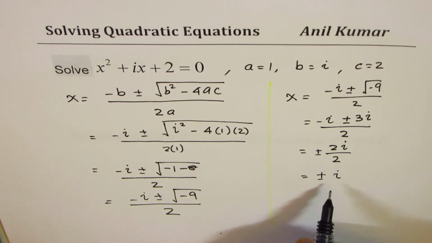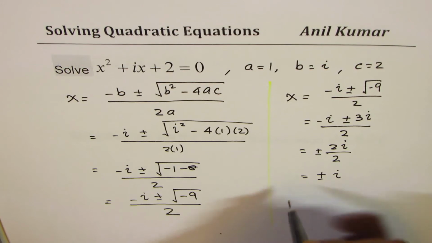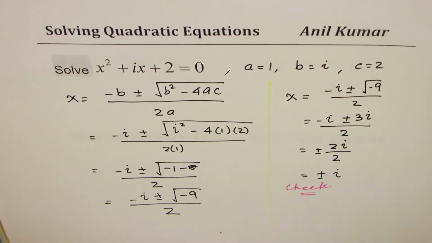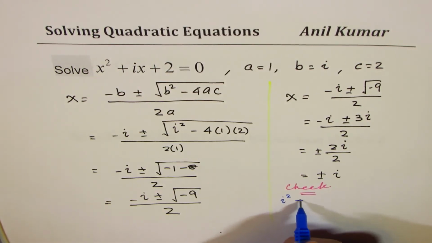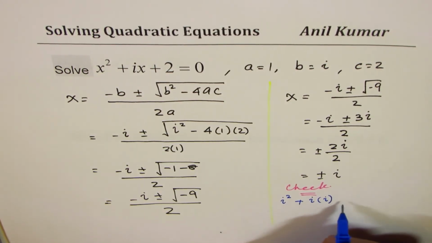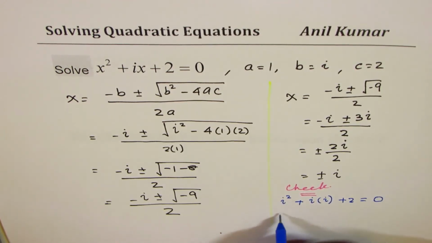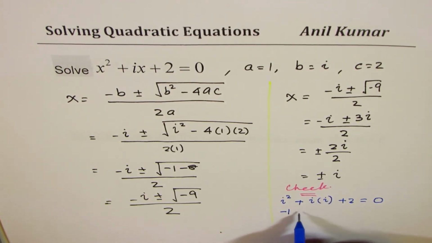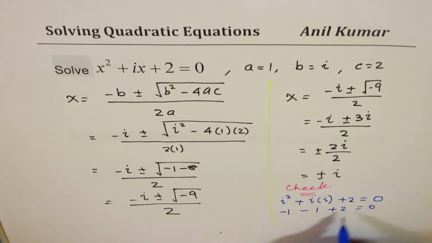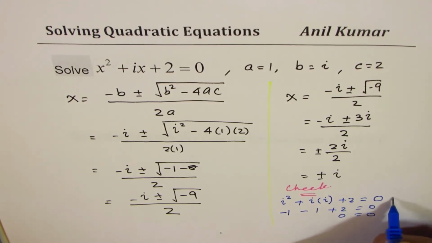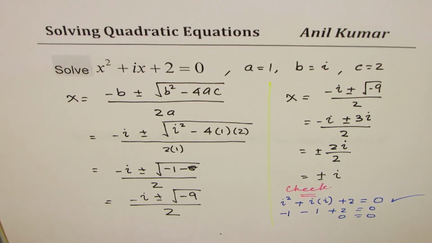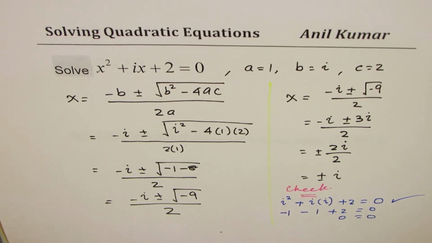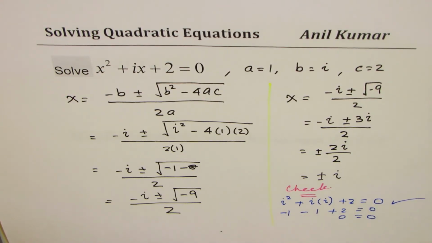Can you check if this is the right solution? Let us check it. So we have x squared, that means i squared, plus i times i, plus 2 equals 0. i squared is minus 1. This is also i squared, minus 1 plus 2 equals 0. And so we get 0 equals 0. Do you see that? So that is a very interesting question. You could have an imaginary number as a coefficient in a quadratic equation, correct? So that's a unique example. I hope you appreciate it.